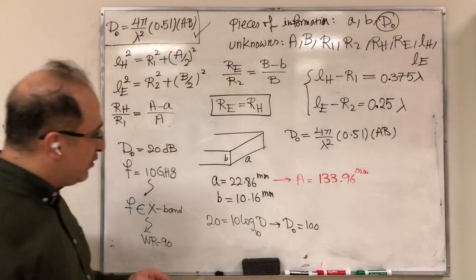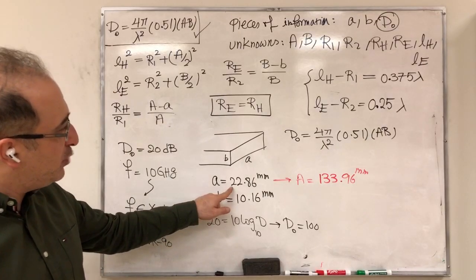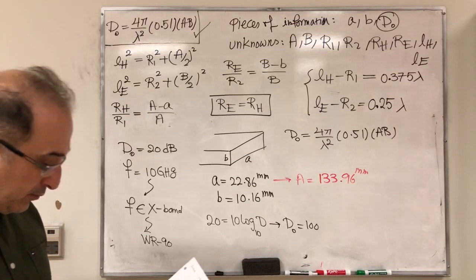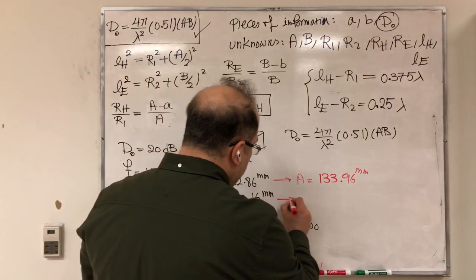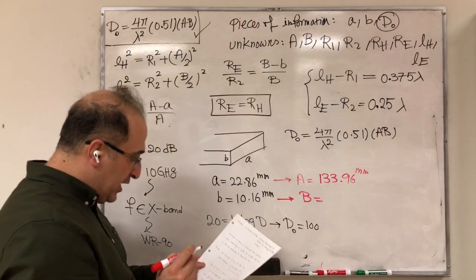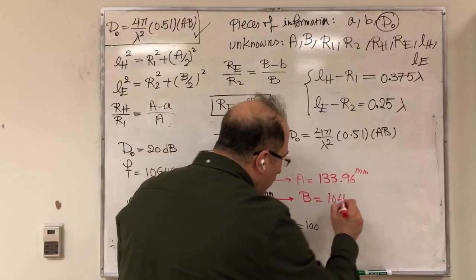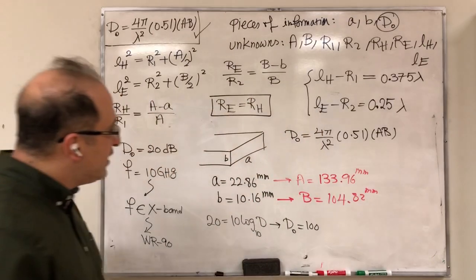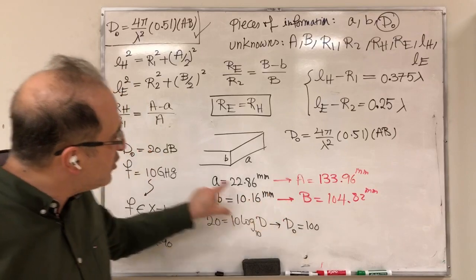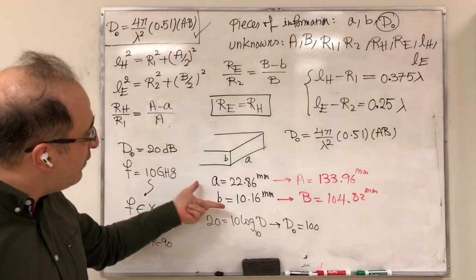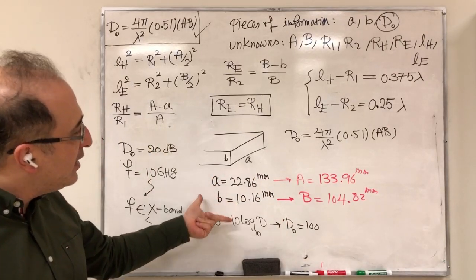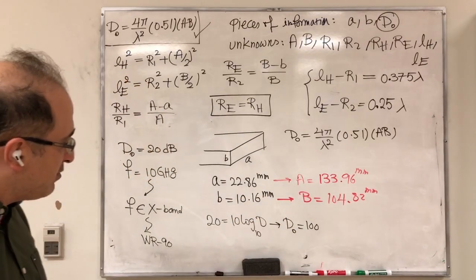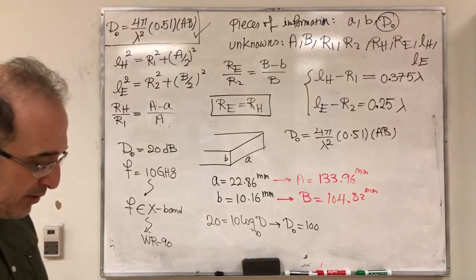So if you now look at that, you see we went from about 22 millimeter to 133 millimeter. Then with B, we went to capital B, which is about 104.82 millimeter. So you clearly see our aperture size increased. Although if we were using open-ended waveguide, the aperture efficiency was about 81%. With this, we are about 51%. So you see the aperture increase.